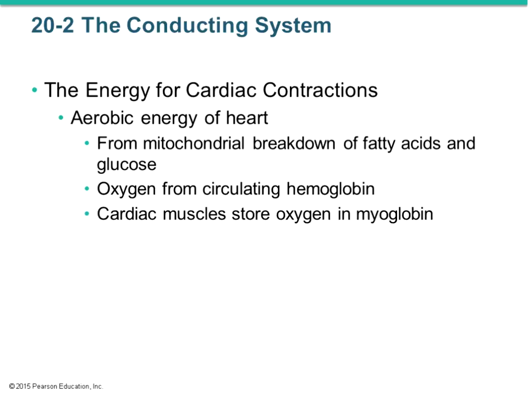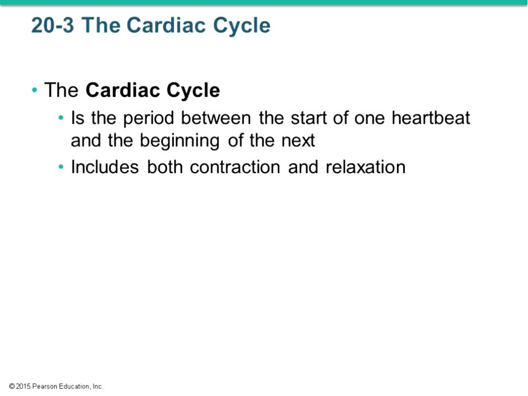The energy for these cardiac contractions, typically fatty acids and sugar, are the things that are primarily going to be responsible. The cardiac muscle can store a little bit of oxygen in this myoglobin, but it needs an energy source. And it gets that from the mitochondria, which are obviously using fat and glucose to form these energy sources in the heart.